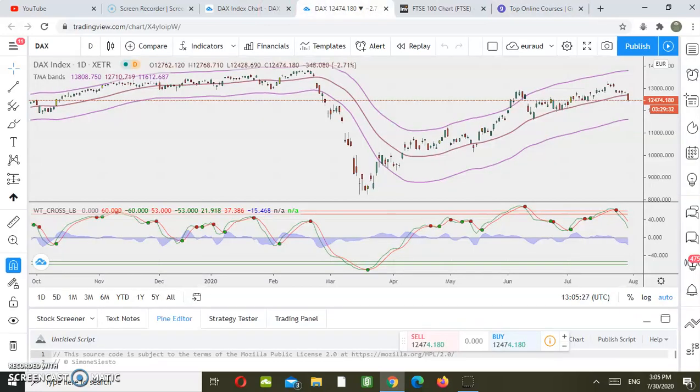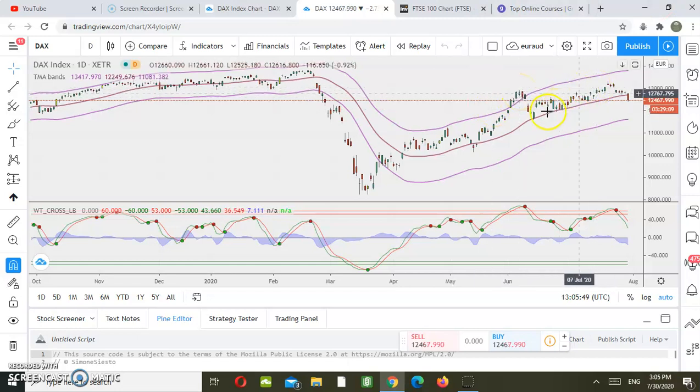Let's start our analysis with the DAX30. Here we have a daily chart, so every candle is a daily one. I've been enveloping the price within two triangular moving average envelopes, because I want to visually understand where we might have the point of reversal. The first point of reversal was around 12,100 points.